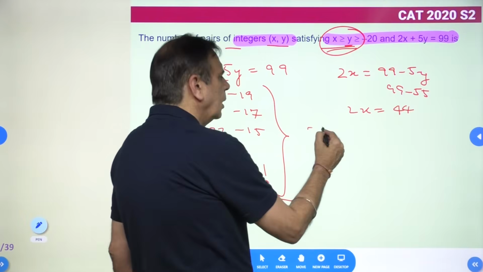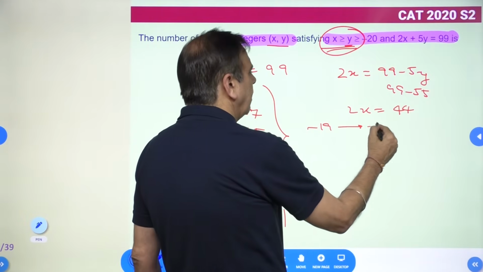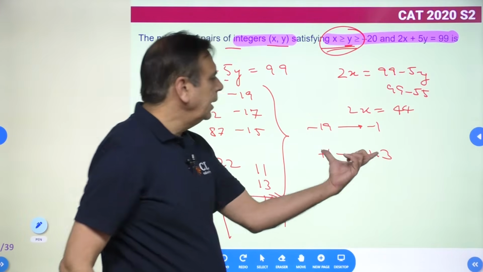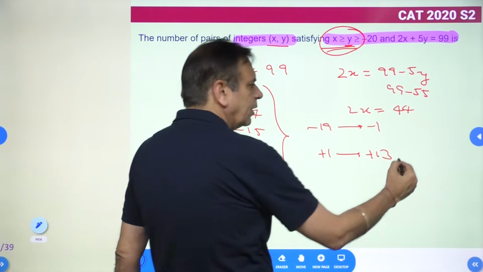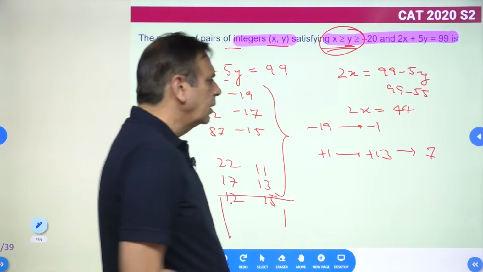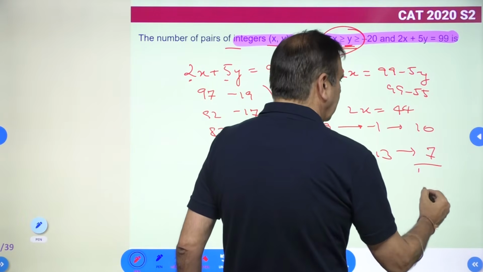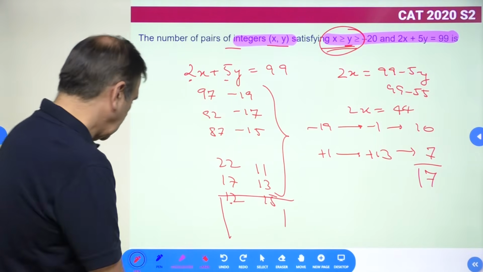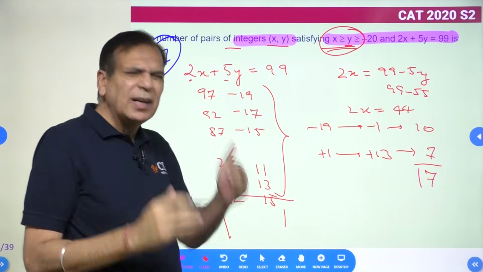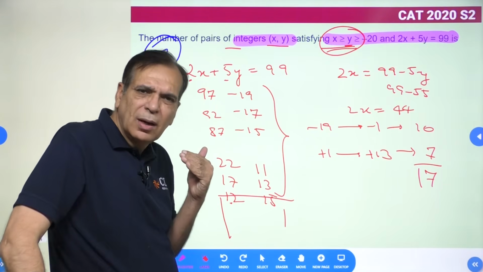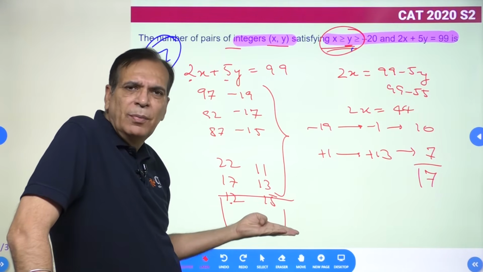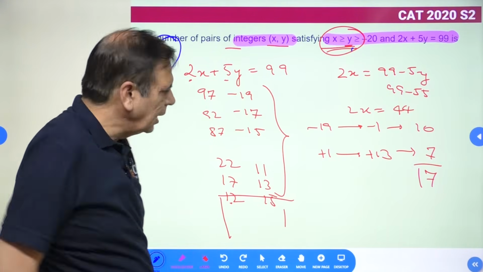So what are these numbers? -19 up to -1, and then +1 up to +13. How many odd numbers are these? 1 to 13, you'll have 7 odd numbers here. And -1 to -19, 10 odd numbers here. So the answer will be 10 plus 7, 17. The number of pairs is going to be 17. This is a standard question, and this kind of question comes across multiple exams, and your task is to start from one extreme and look at the other extreme. And the pattern will give you the answer.